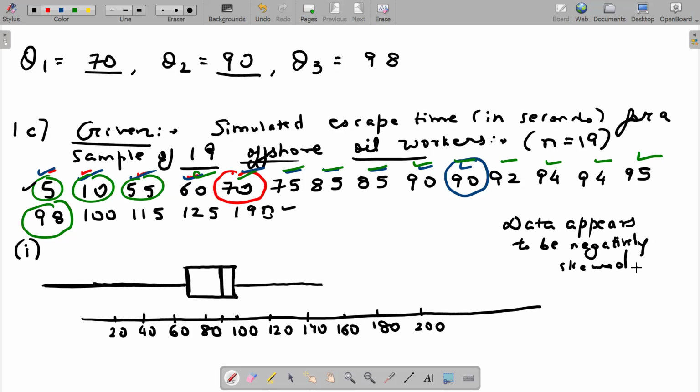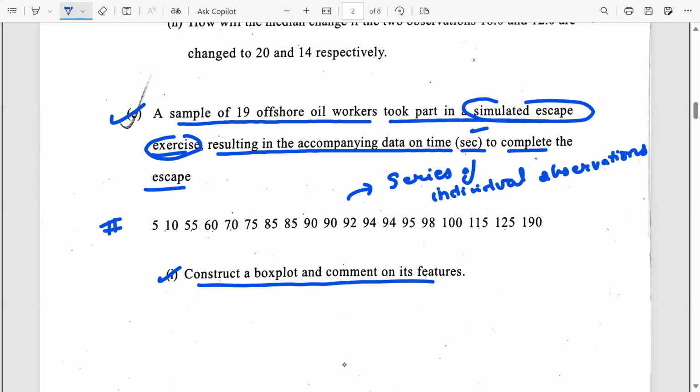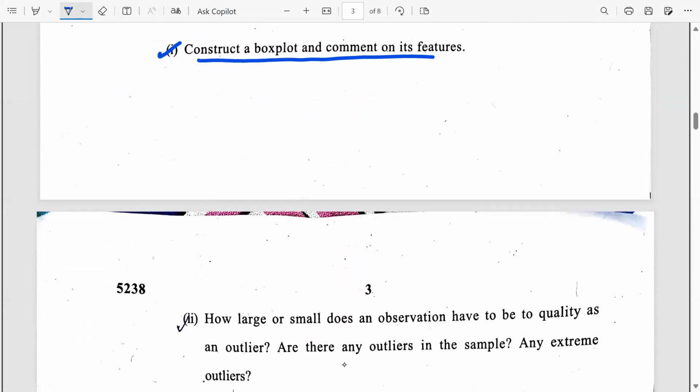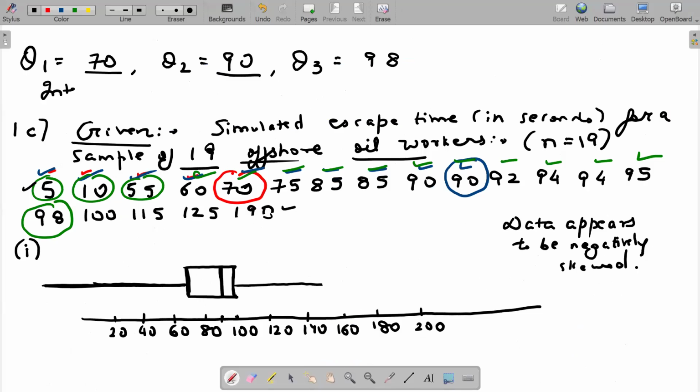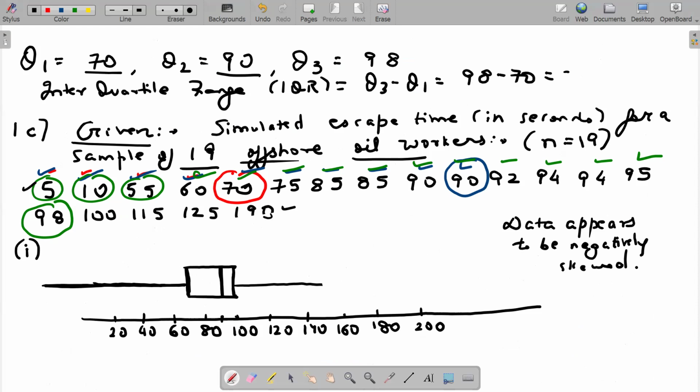Now, what's the next part the question is asking us? Coming back to the question, it also asks us, how large or small does an observation have to be to qualify as an outlier? Remember, outliers are extreme observations in the data set. Are there any outliers in the sample and any extreme outliers? Now, how do we calculate the outliers? First of all, we calculate something called the interquartile range, IQR. We know that the interquartile range is Q3 minus Q1. So this is 98 minus 70, which comes out as 28. This is my interquartile range.